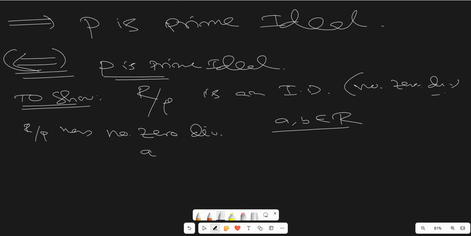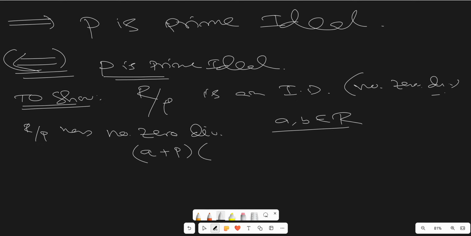Do I need commutativity here? Commutative ring with unity or something? You have to show it has no zero divisor, so there cannot be any zero divisor. That means one of them has to be equal to 0. If you can show that, then we will be done.